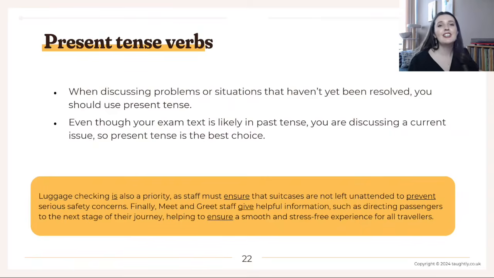See what I mean? Do remember to be using your present tense verbs, especially if you're discussing problems or situations that are still happening, haven't been resolved. You should definitely be using the present tense. I say this because your exam text is very likely to be in the past tense, but you are discussing a current issue, so present tense would be the best choice for a report. And you can see down there in the orange box my highlighted present tense verbs as an example, and just notice that they give it that more formal tone too in this context.